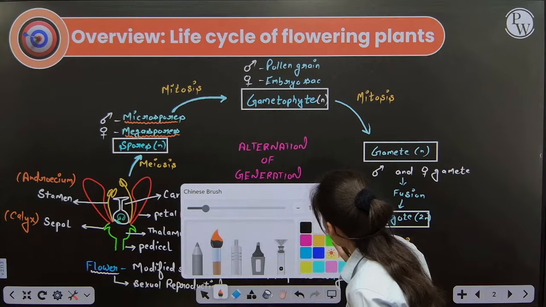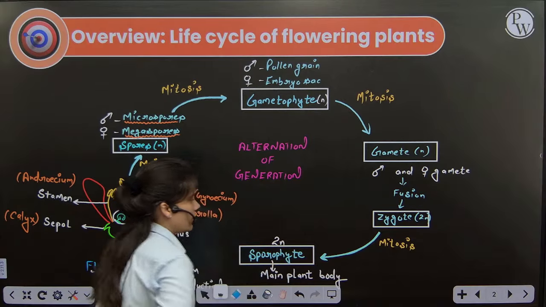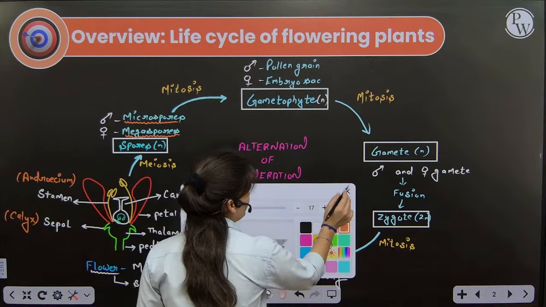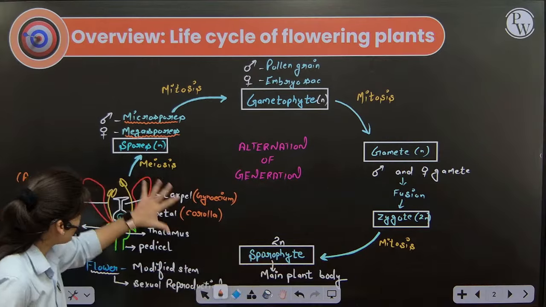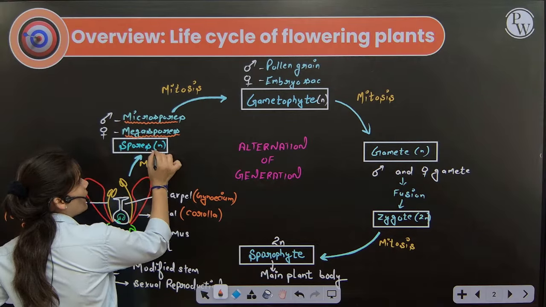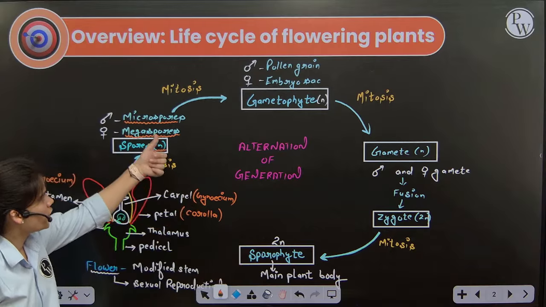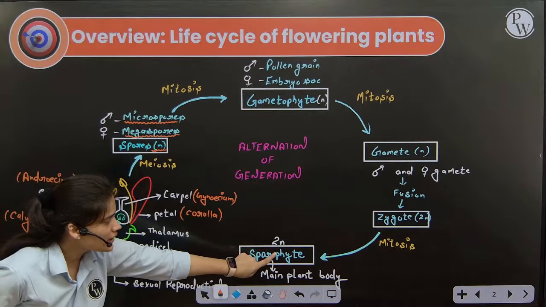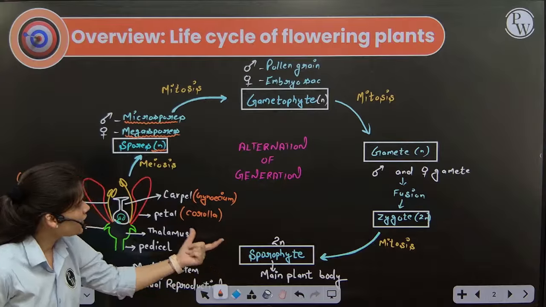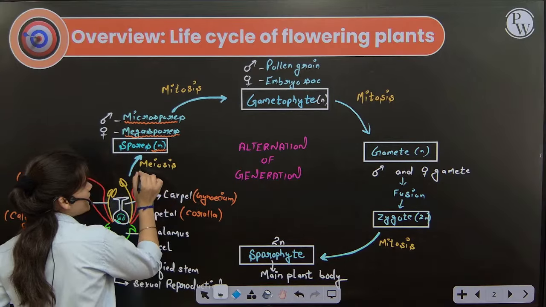Sporophyte, the main plant body, is always 2n, diploid, having two sets of chromosomes. When this sporophyte forms spores, these spores are haploid. Then by which division is sporophyte going to form spores? Sporophyte is 2n, whereas spores are n. Sporophyte forms spores with the help of meiosis division.